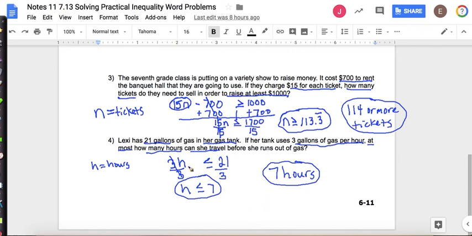Okay, so make sure when you solve these word problems on your own that you write an inequality, solve the inequality, and then make sure you answer the question that was asked. That concludes our notes on solving practical inequality word problems.